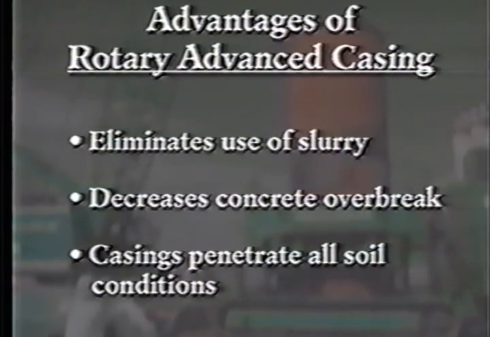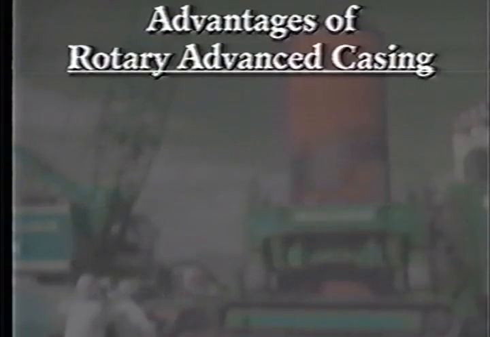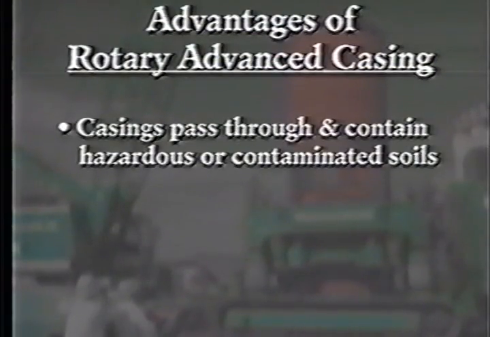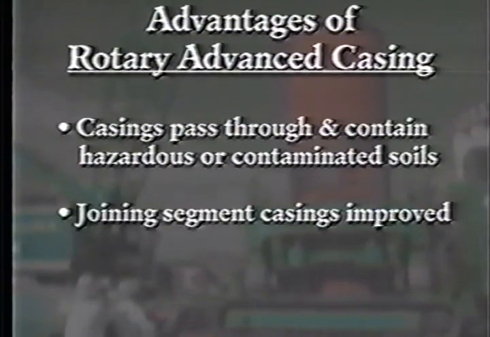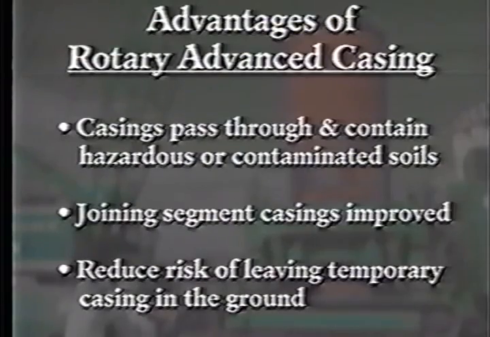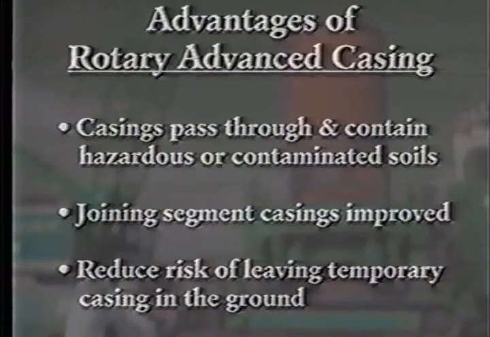Rotary advanced casings are better able to penetrate into the soil under any geological and hydrogeological condition. The casings are able to pass through and contain hazardous or contaminated soils. With hydraulic drill rigs, the installation of casings is improved by joining segments during the drilling. Oscillators and rotators also reduce the risk of leaving temporary casing in the ground.